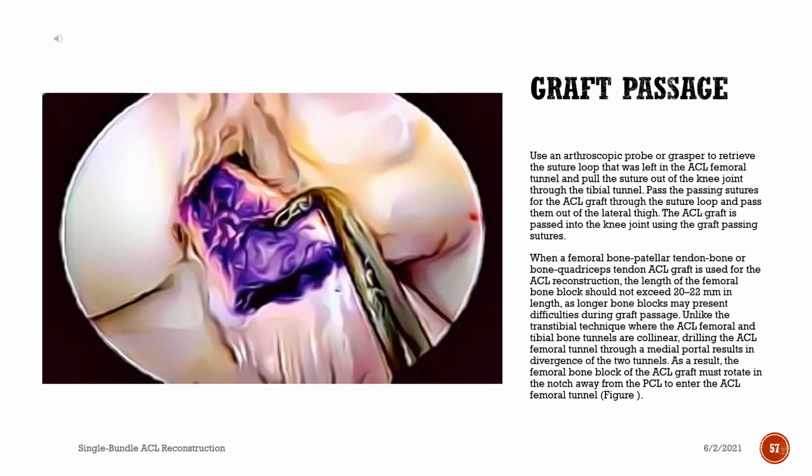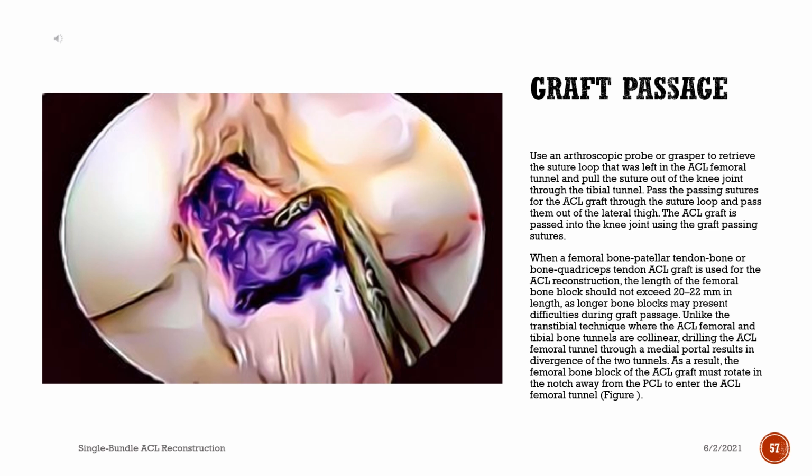Graft passage. Use an arthroscopic probe or grasper to retrieve the suture loop that was left in the ACL femoral tunnel and pull the suture out of the knee joint through the tibial tunnel. Pass the passing sutures for the ACL graft through the suture loop and pass them out of the lateral thigh. The ACL graft is passed into the knee joint using the graft passing sutures.